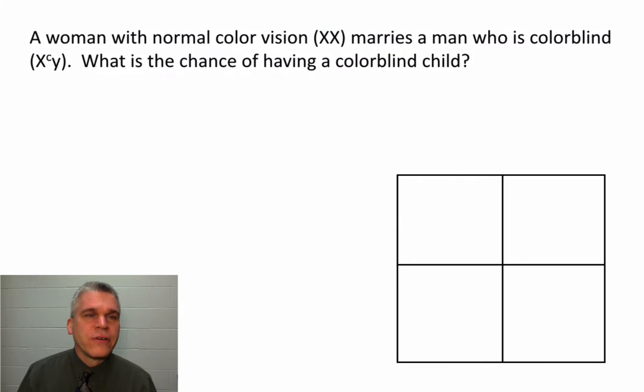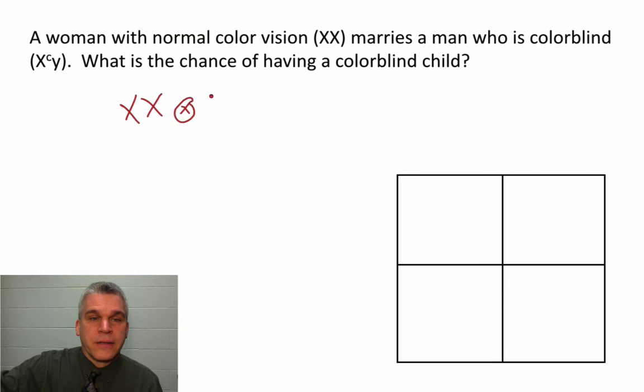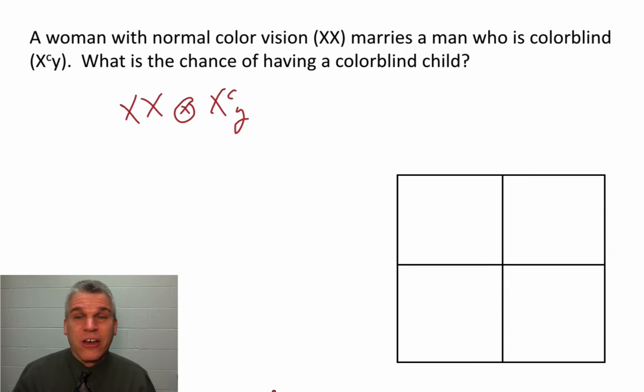But let's look at another example. So it says that a woman with normal color vision marries a man who is colorblind. Again, typically, if you take a look at who's colorblind, those are usually going to be the guys. So in this cross, one parent is colorblind. And remember, in the previous cross, neither parent was colorblind. And they had a 25% chance of having a colorblind child.